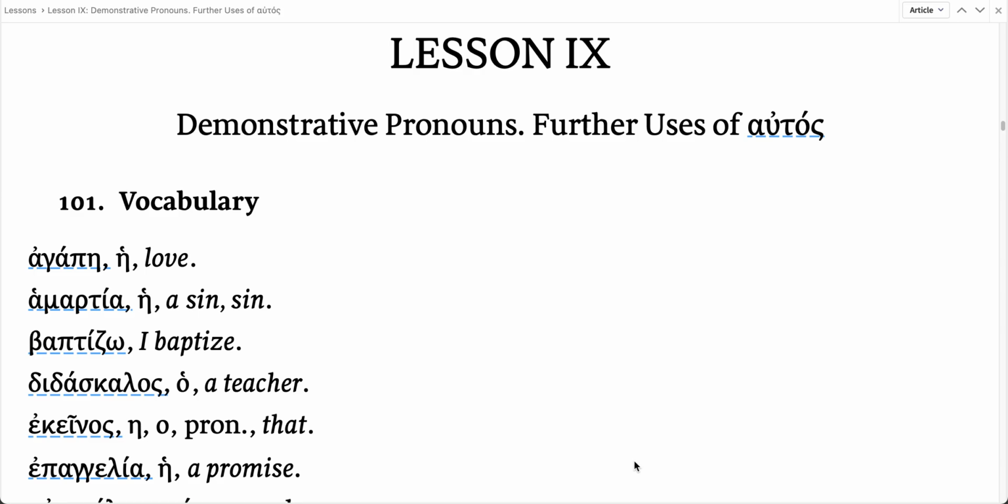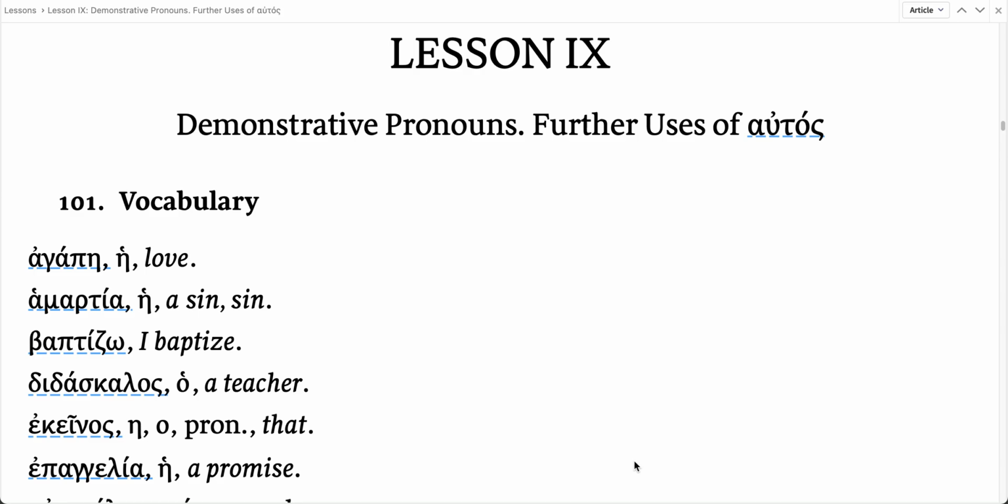So lesson number 9 is on a couple of items. One is demonstrative pronouns, and then we have further uses of aŭtos. When you talk about aŭtos, that was presented to us in the previous lesson in regards to personal pronouns. That's the third person pronoun. So we're going to look at those two topics, but then I'll cover the vocabulary, and then we'll do some translation work.